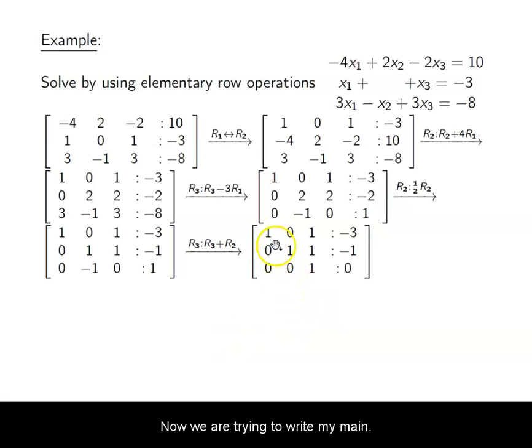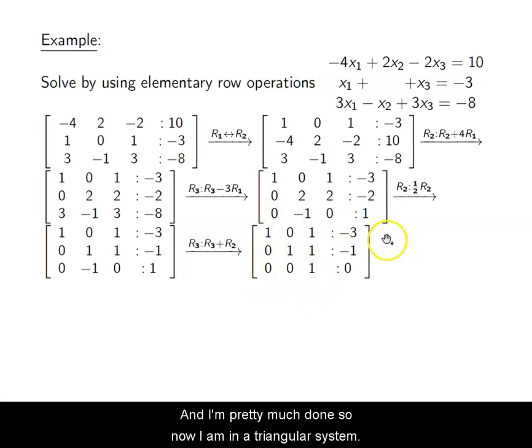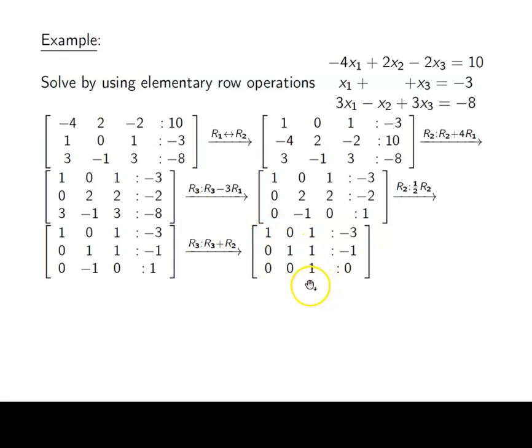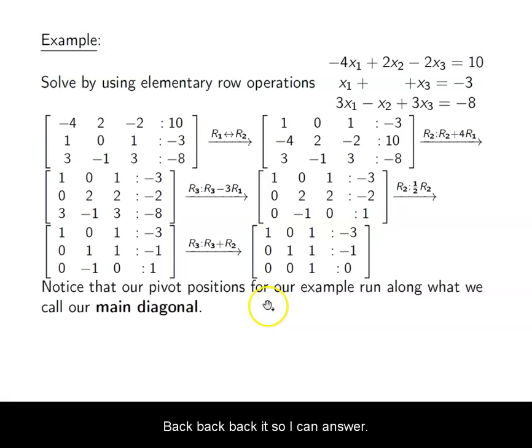Okay, now we are triangular, right? My main diagonal has all ones. Everything below it is 0. And I'm pretty much done. So now I am in a triangular system. We call this row echelon form. I know that my x3 term is 0. And then I can substitute that back and back and back until I get my answer, right?